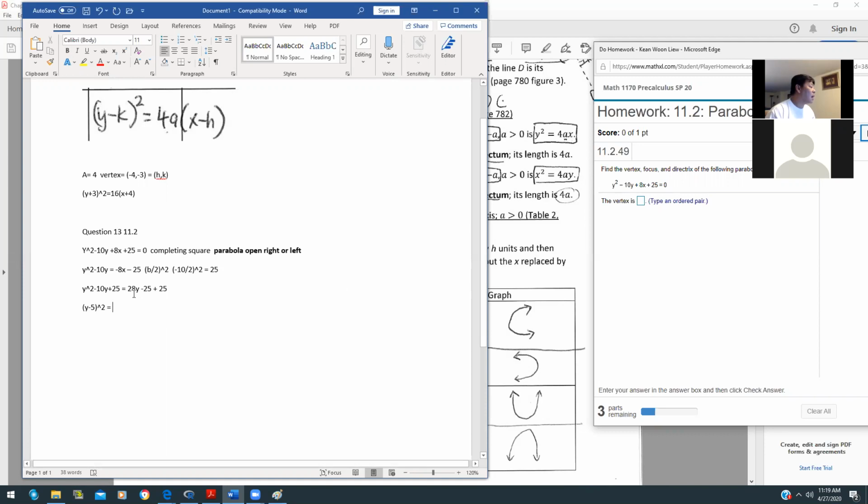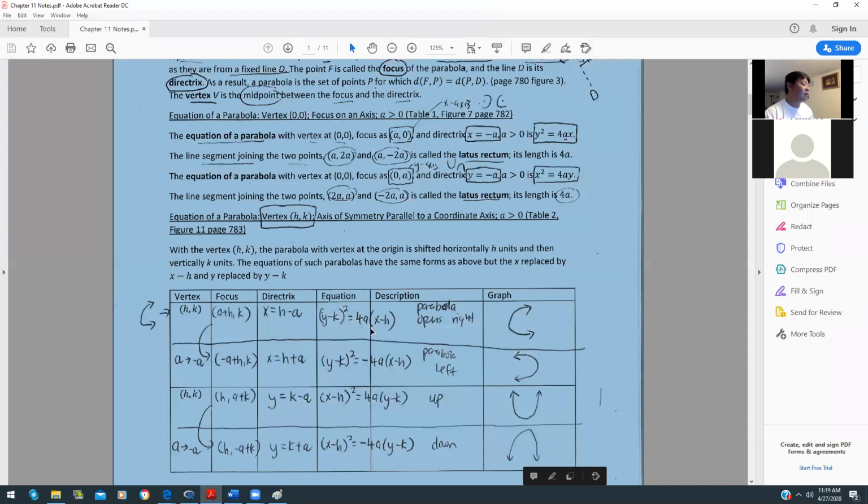I think I forgot my negative here. Yeah. The 25 cancels out. So what you're left with is a negative 8x. Y, it should be x here. And then after that, what you need to do, because if you look at all your equations, it has to be 4a. Okay, 4 times a.